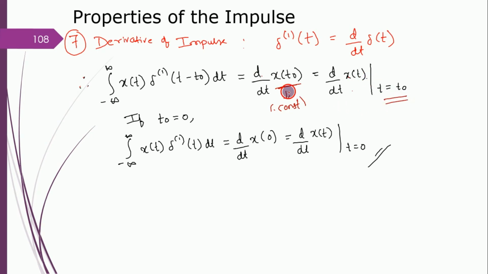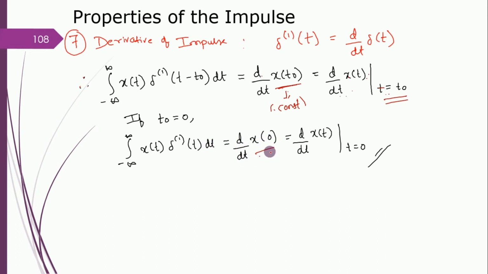The meaning of this is, differentiate x of t with respect to t, and then substitute the value t is equal to t naught in the outcome you have got after the differentiation. If t naught is equal to 0, what do I get? The integral of x of t delta of t dt, so d by dt of x of 0.